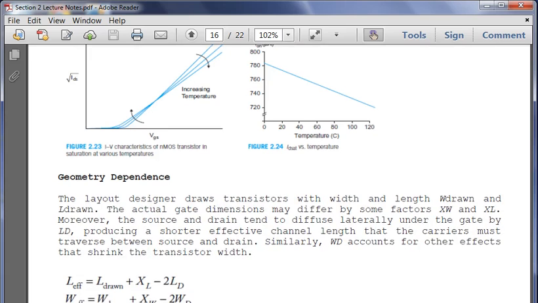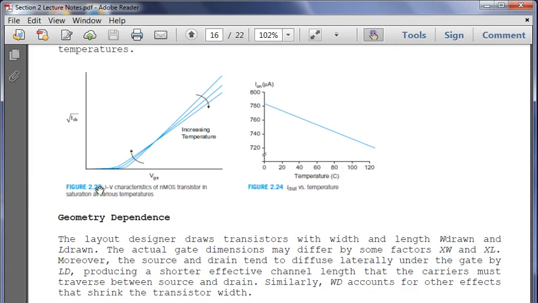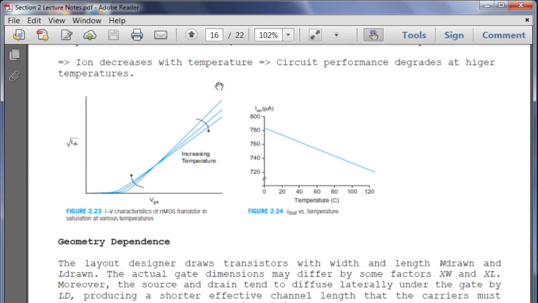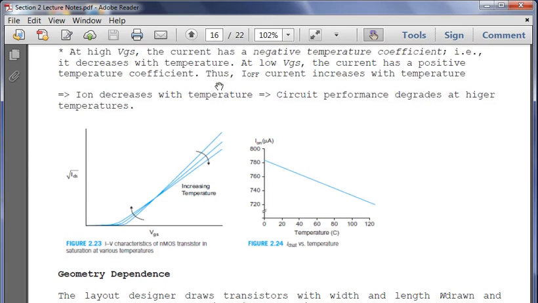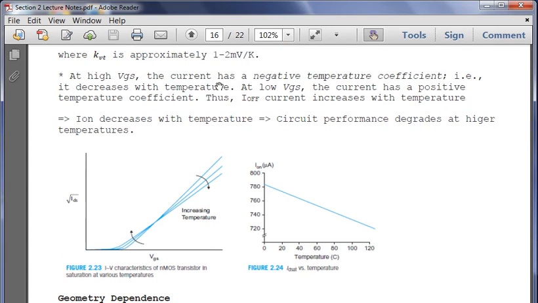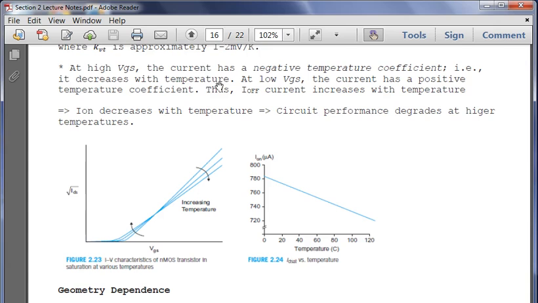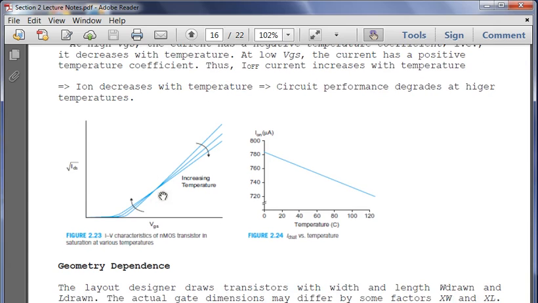Also, I want to very briefly cover this: as temperature increases, you're going to have increasing gate source voltage, compared to the square root of drain source current. And once you hit a certain point, you've got decreasing current with increasing temperature. Once this is transistor off, it's transistor on. So I on will decrease with temperature, and I off will increase with temperature.